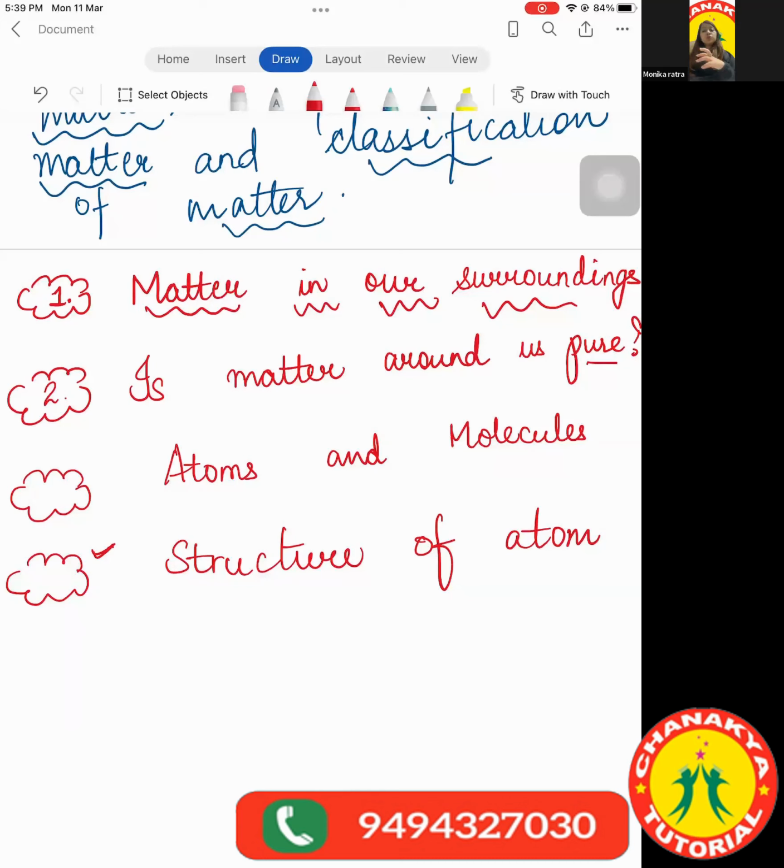Then when you come to know what a pure substance is and its classification, we come to know about atoms and molecules, a few words of which we are going to study in chapter 1 also. And lastly, once you know what atoms are, we are going to study the structure of atoms, what different scientists came up with, and what the final conclusion was. Clear, everyone? Fine? Oh, great.